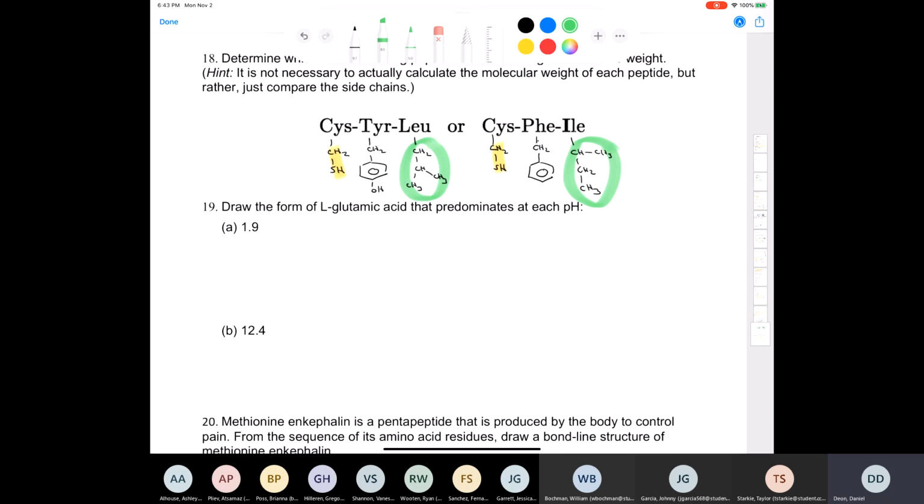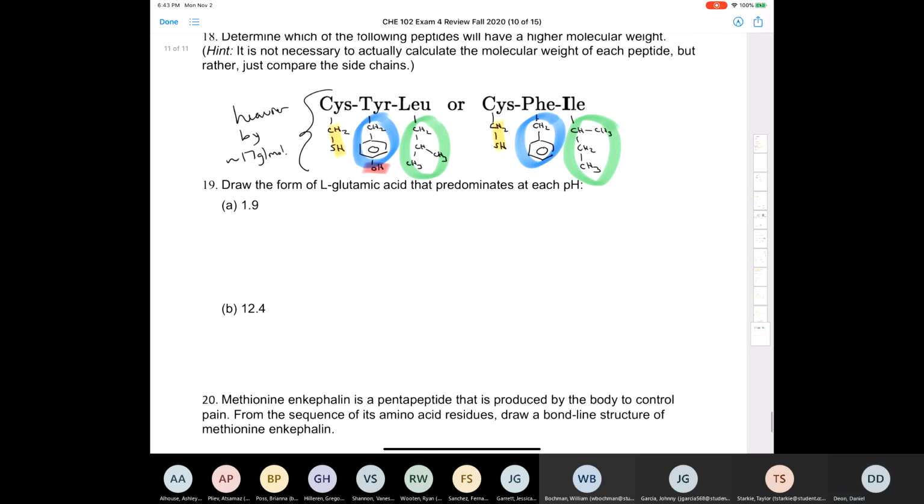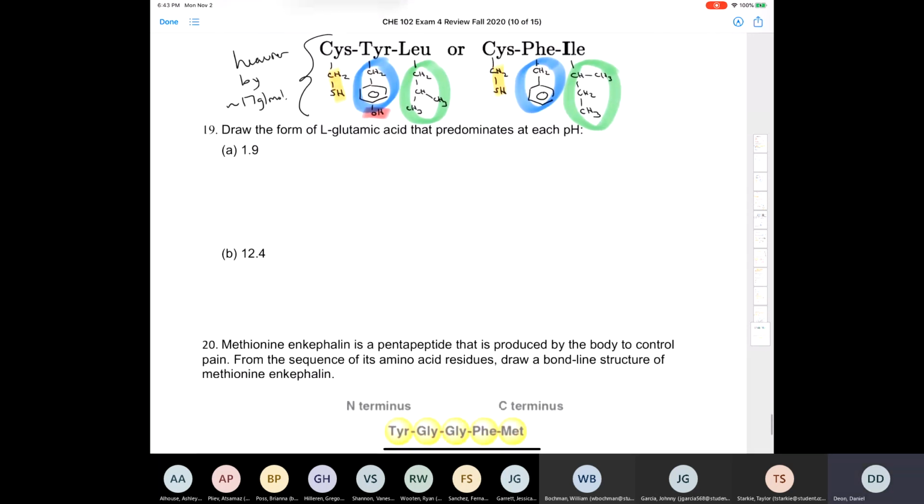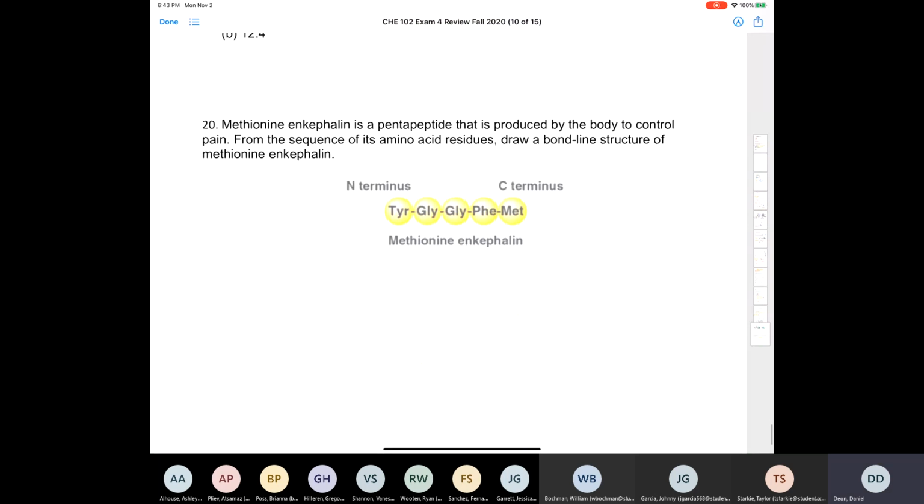So how are you going to differentiate between the two? The only difference between this one and this one is that this one has a hydroxyl. Since that one has a hydroxyl on it, it's going to weigh more. So this one will be heavier by 1 oxygen and 1 hydrogen. That's around 17 grams per mole. Oxygen weighs around 16, hydrogen is 1. The next one, I'm not going to ask you about that.